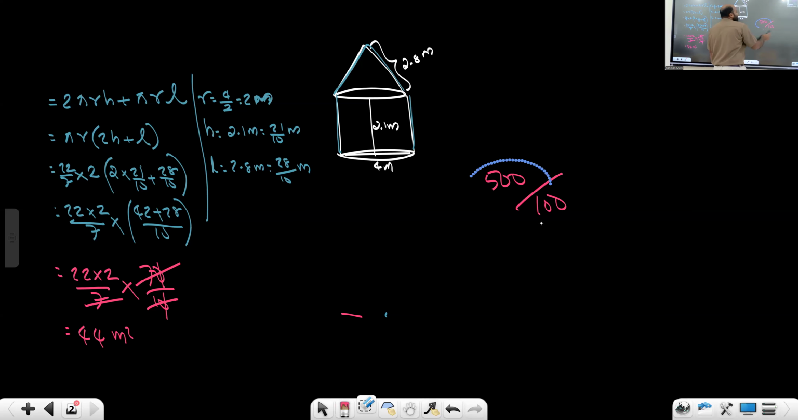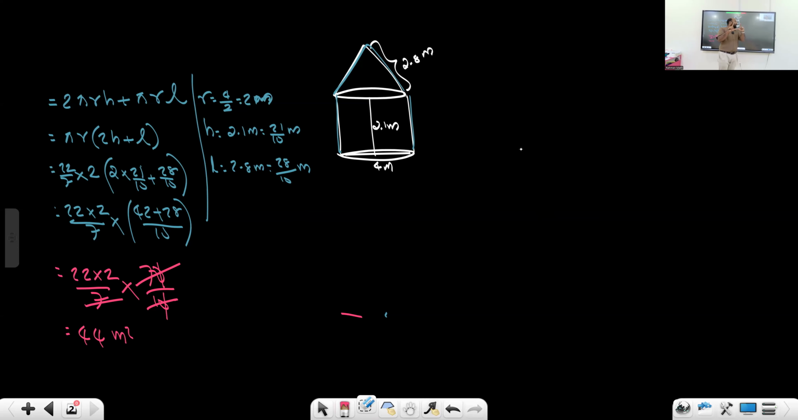Level 2, when I'm adding, it will be there. Cost of the canvas at the rate of rupees 500 per meter square: 44 into 500. How much rupees? Rupees 22,000.